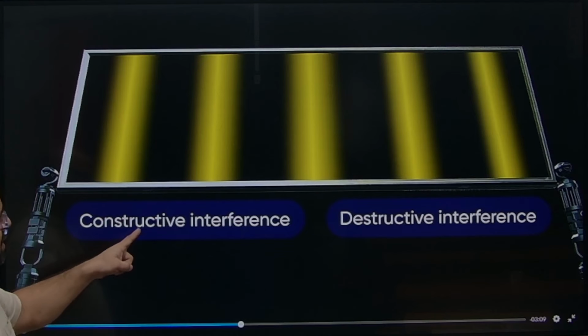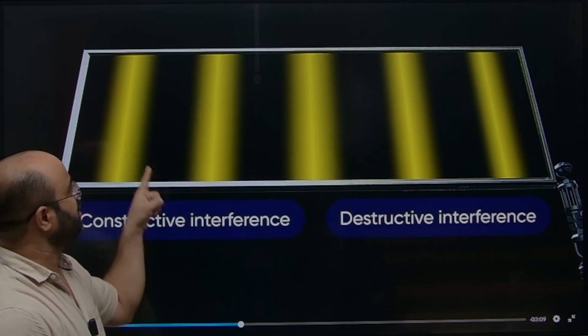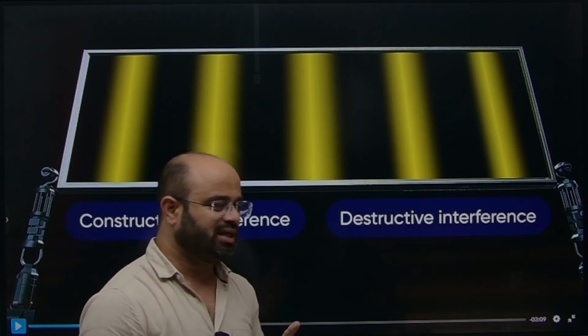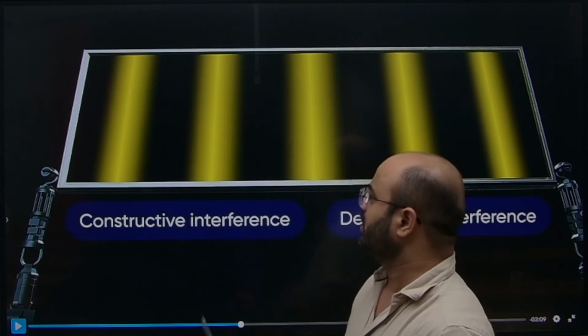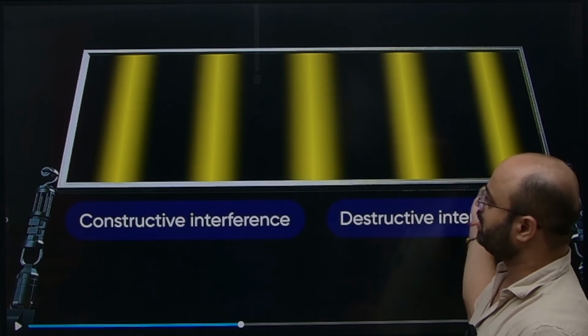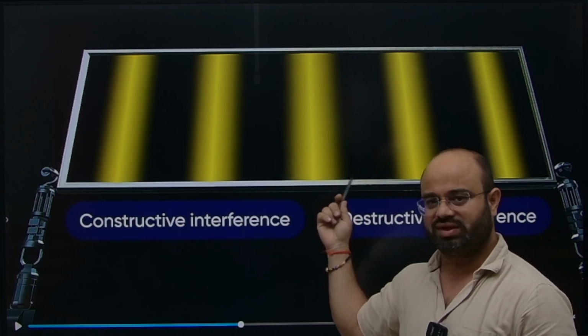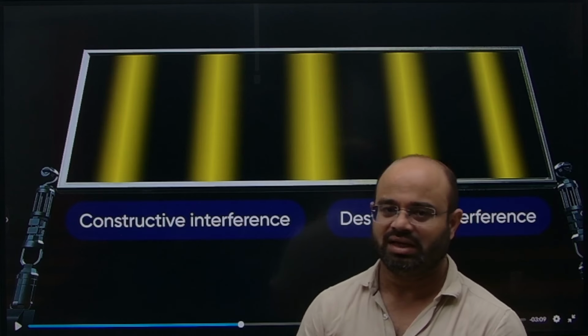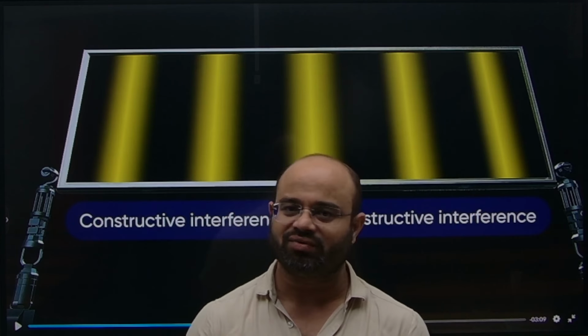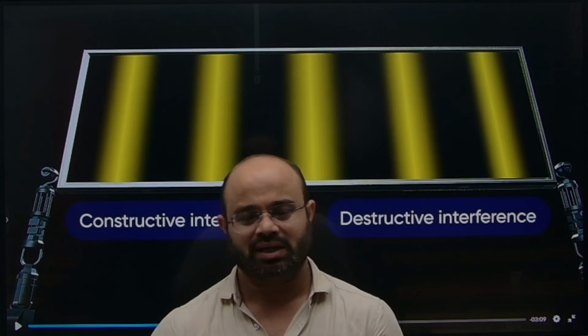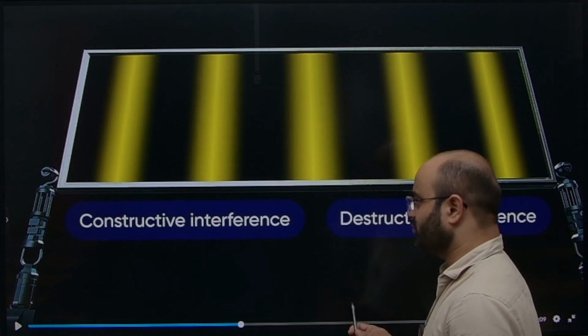When they constructively interfere, the path becomes very bright. And when they destructively interfere, that particular portion will become dark. So there are bright fringes, there are dark fringes. But this happens only when the two sources are of same frequency, same amplitude, and same wave speed.